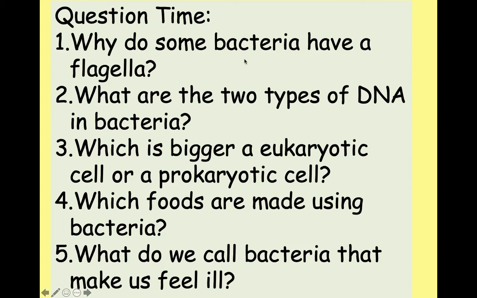Right, answer time. If you're not ready for answers, hit pause. Why do some bacteria have flagella? The flagella helps the bacteria to move. What are the 2 types of DNA in bacteria? Plasmid DNA and chromosomal DNA. Which cell is bigger? It's a eukaryotic cell, much larger than a prokaryotic cell. Which foods are made using bacteria? Cheese and yogurt. There are loads of others, but those are the 2 we're using as an example for today. What do we call bacteria that make us feel ill? We call them pathogens. Okay, well done if you got 5 out of 5 for that. I'd like to see your answers written down when you scan in your work or take pictures of your work from Microsoft Teams.